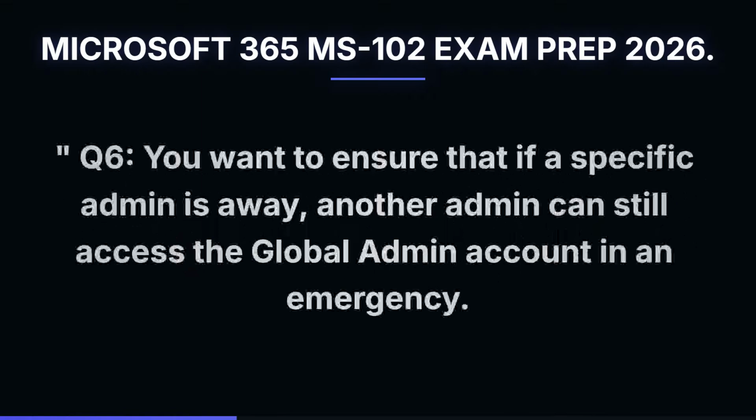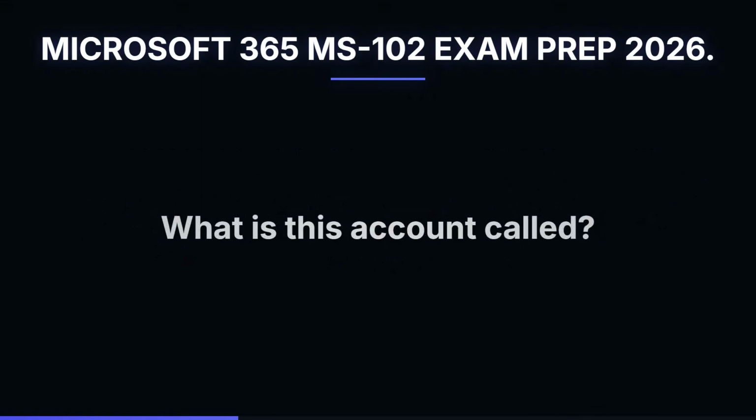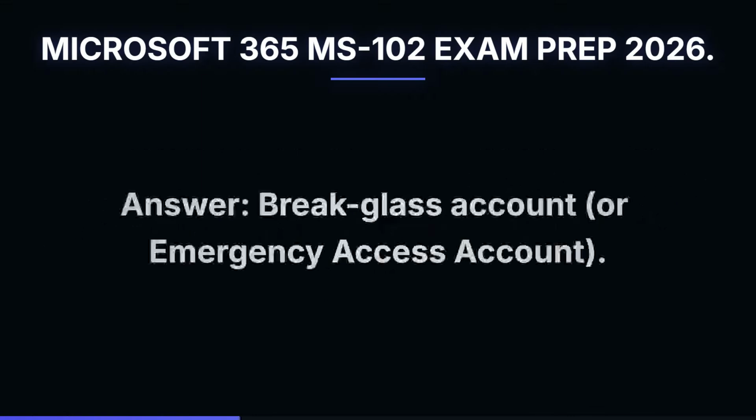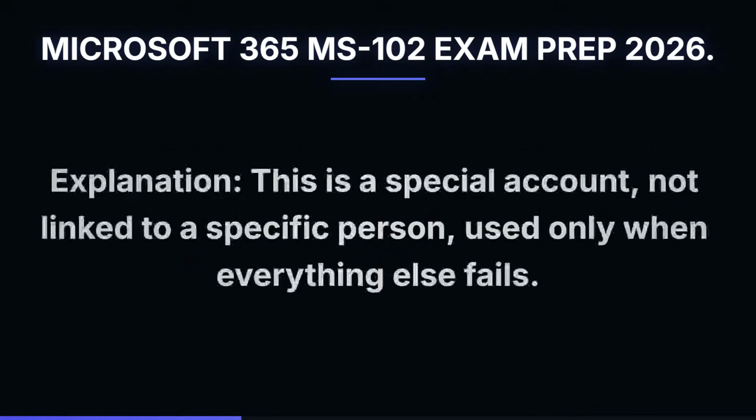Q6. You want to ensure that if a specific admin is away, another admin can still access the global admin account in an emergency. What is this account called? Answer: break glass account, or emergency access account. Explanation: this is a special account, not linked to a specific person, used only when everything else fails.